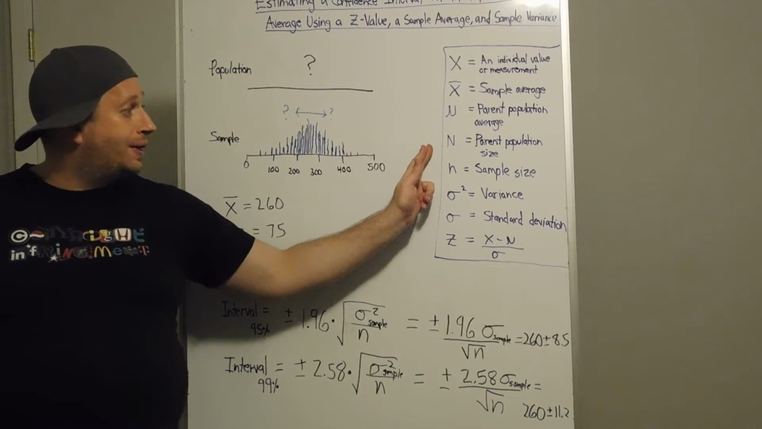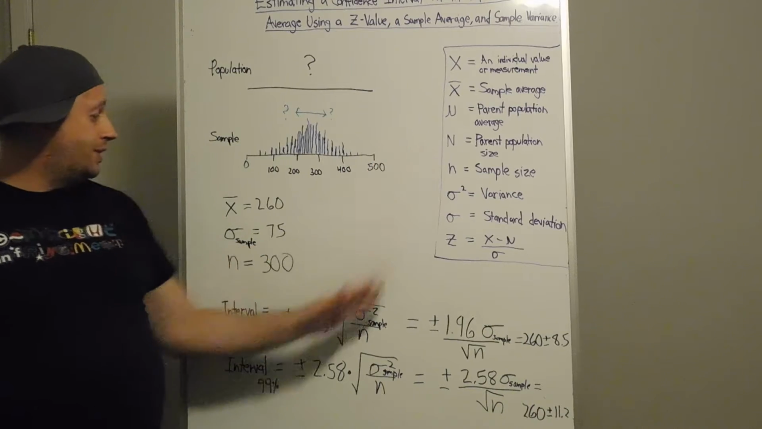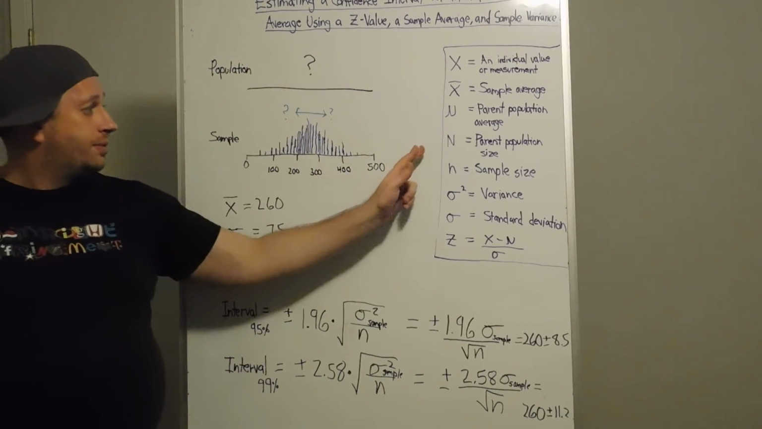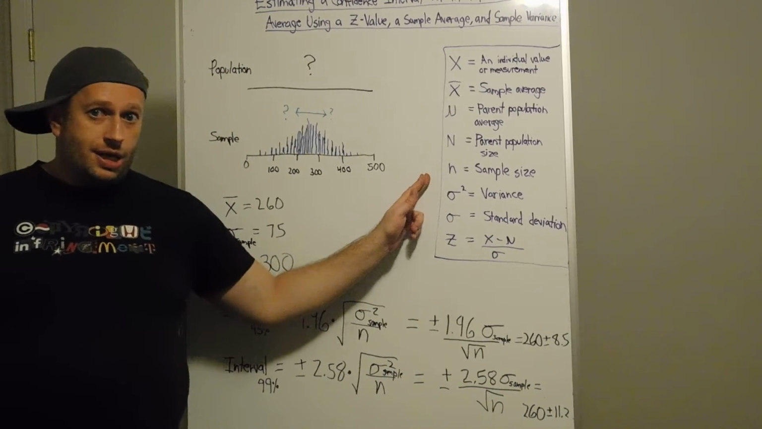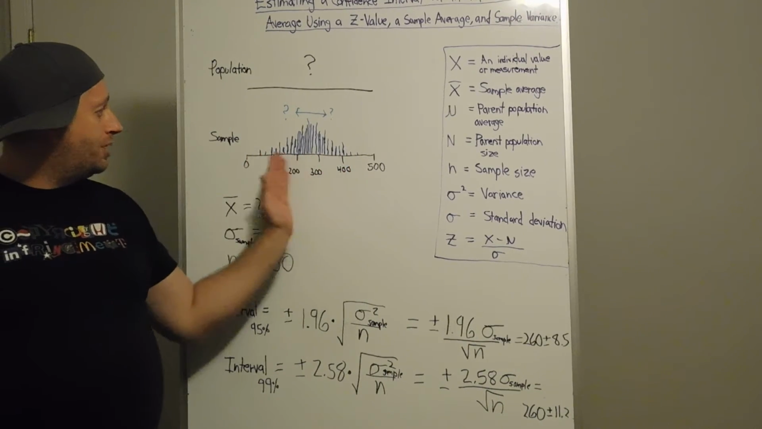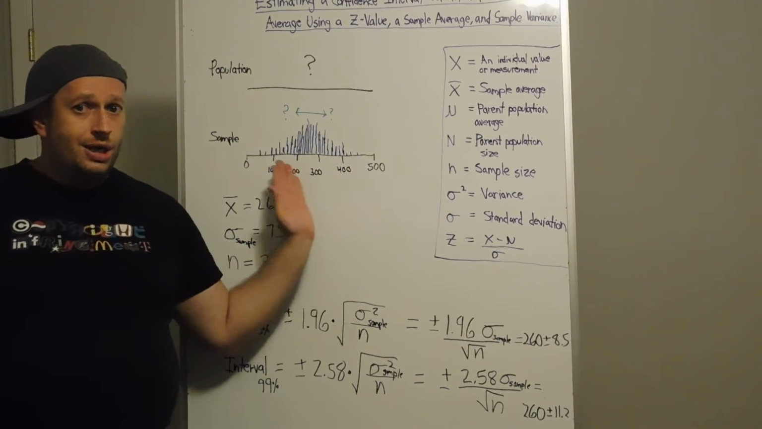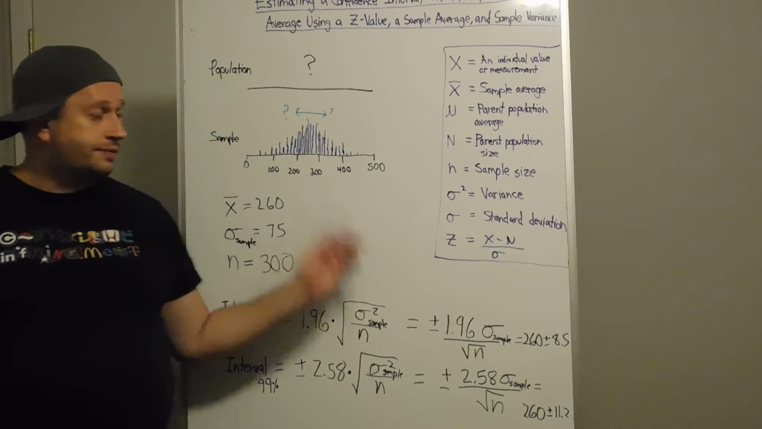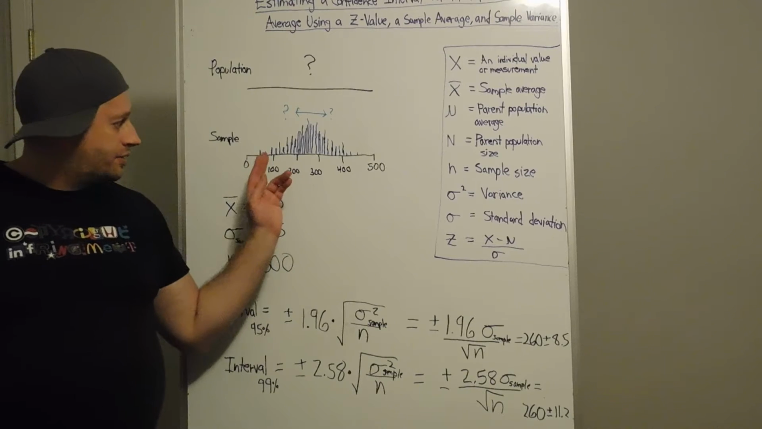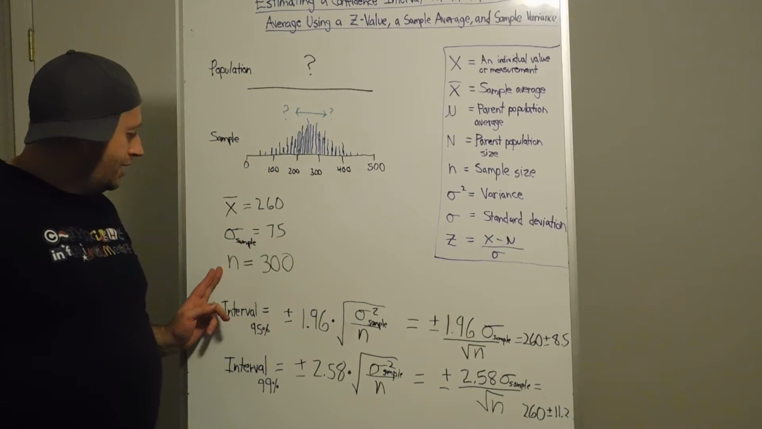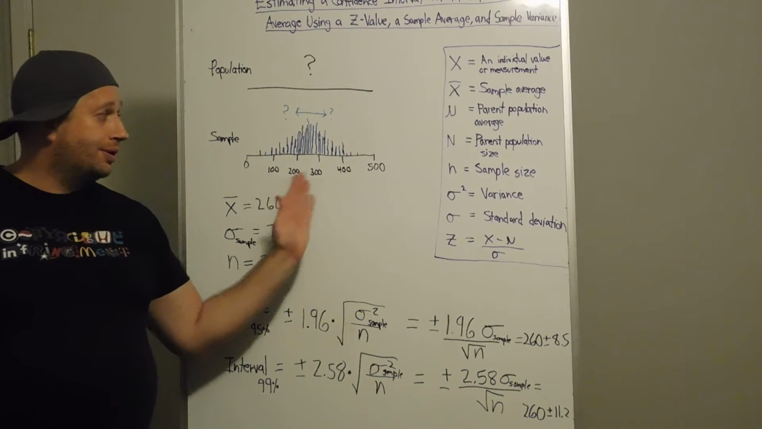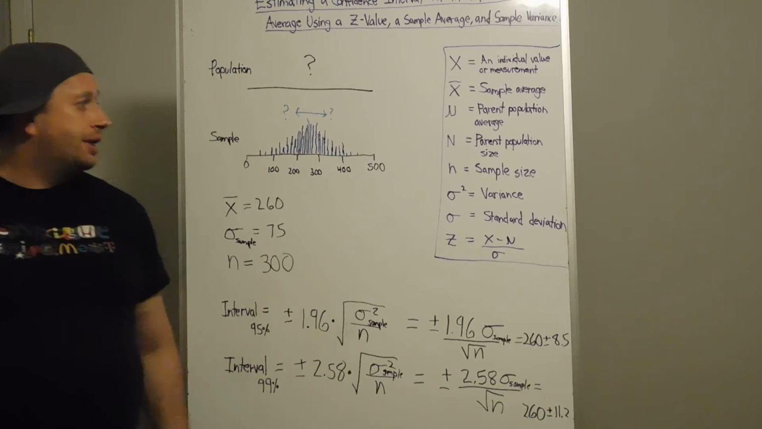Capital N would be the parent population size. We don't ever use N here. That would be how many are up in this area here. Lowercase n is the number in our sample. How many of these on this histogram did we count or did we look at for a value? So I show n here is 300. It doesn't look like 300 to me, but you get the idea.